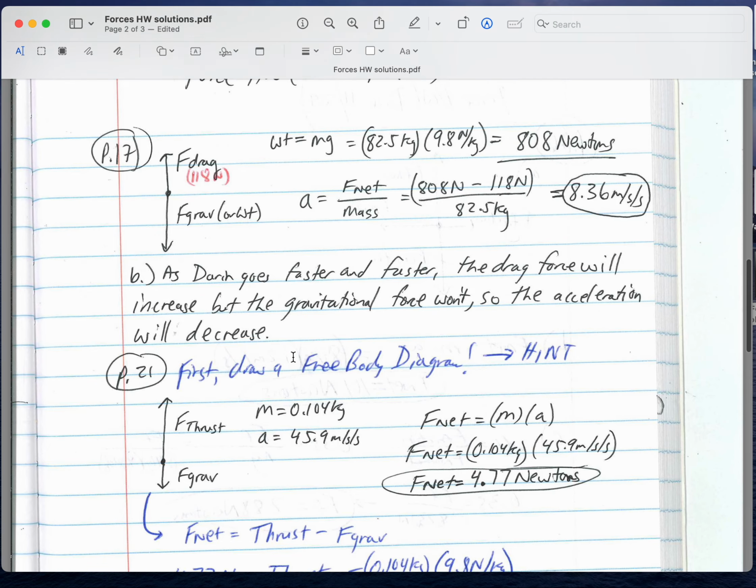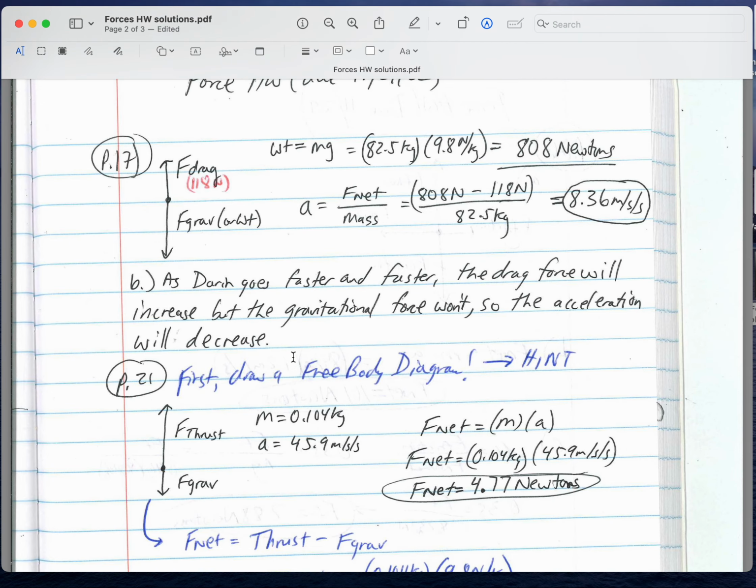Problem 17, you had an object, or a person basically, had some drag as they were accelerating down. I think a parachute had opened perhaps. So it said that the drag force was 108 newtons. It said the person's mass was 82.5 kilograms.